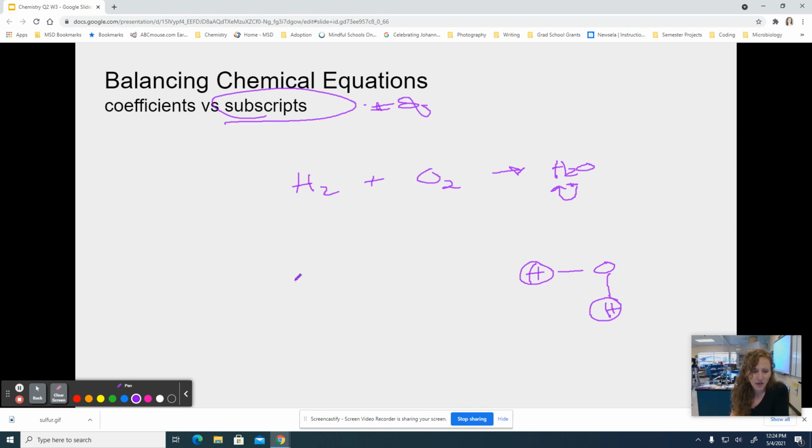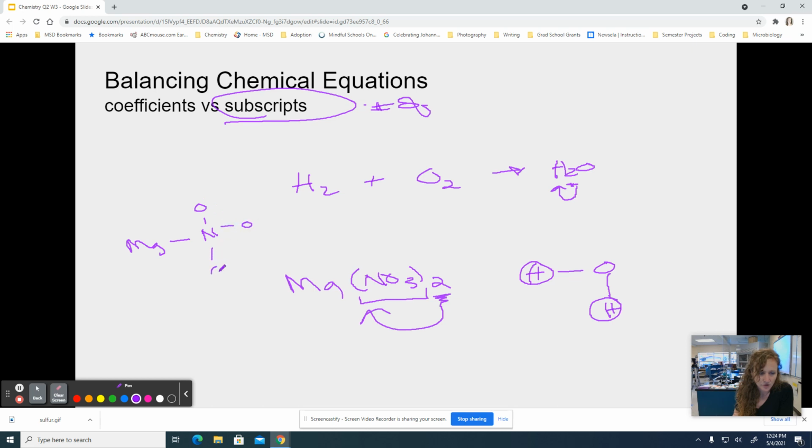Same thing if it's written behind something in parentheses. Remember that that subscript is describing whatever is in the parentheses. So I would have like 1 magnesium attached to 2 nitrate bundles. Right? So here's a nitrate. Here's a nitrate. I have 2 of them because I have 2 of whatever's in parentheses.